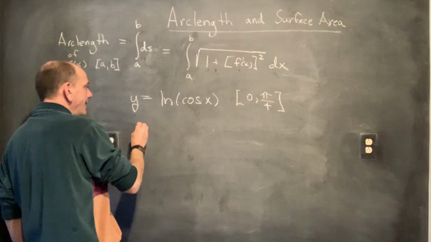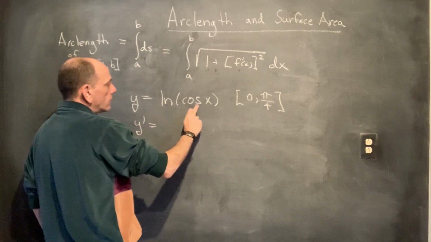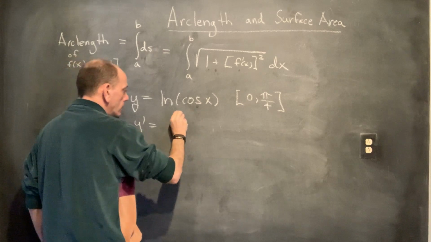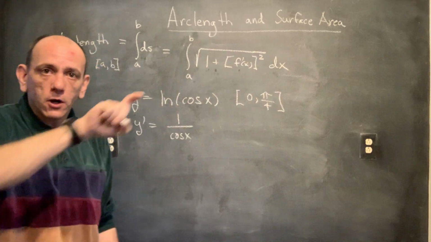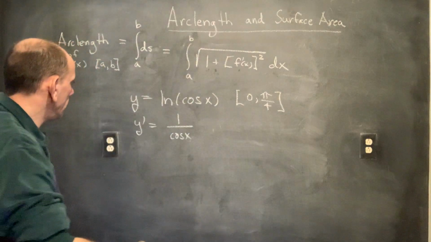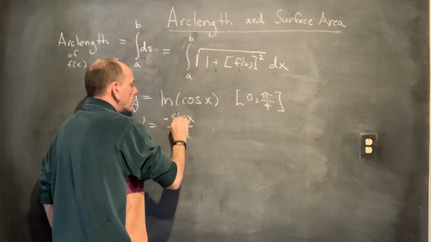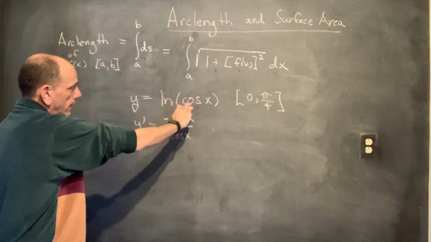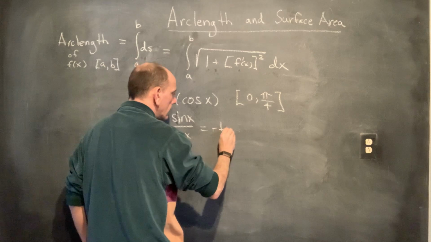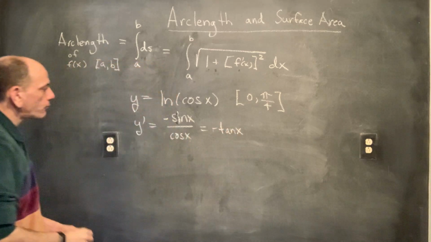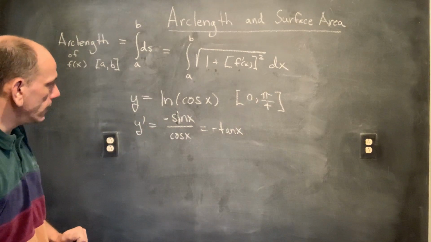So I need dy dx. This is a chain rule. So the derivative of ln of u is 1 over u, so 1 over cosine of x. And the derivative of the cosine is negative sine. There's my chain rule. So the derivative of the outside times the derivative of the inside. A sine over cosine is tangent.